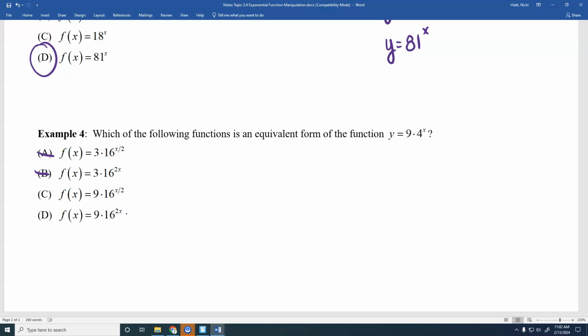I don't want to deal with that one. Let's go down here. Let's do this one. This one is 9 times 16 to the 2x. That'd be 9 times 16 squared to the x power.